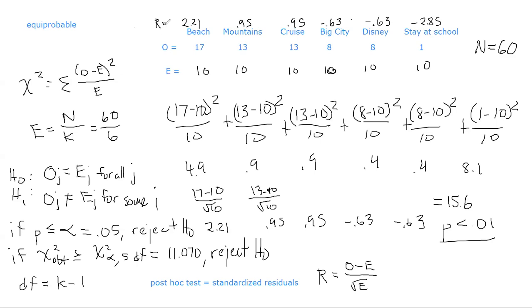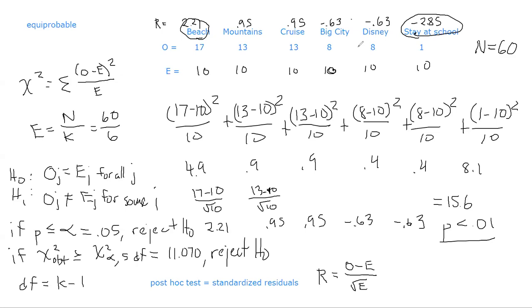So what do we do with that information? Well, again, these are kind of hard to interpret as individual numbers, but what we're going to be looking for is an absolute value that is 2 or bigger. And for every category that has an absolute value residual that is 2 or larger, we're going to say that that category is the one that is significantly contributing to our overall significant effect. So we can see here's our beach, the mountains, and these guys don't really get up to that threshold. And then the stay at school is the other category that is significantly contributing.